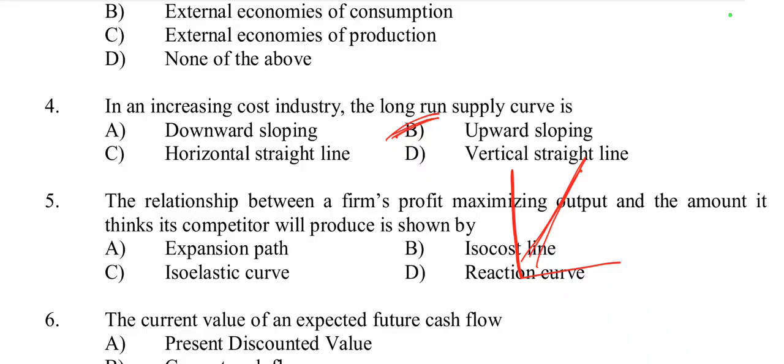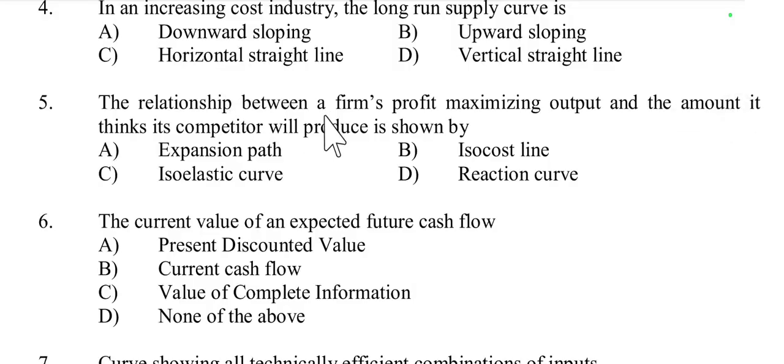Option B, because in an increasing cost industry, as more output is produced, resource prices rise due to limited availability. So this results in higher production cost and an upward sloping long run supply curve. So option B is the right answer.